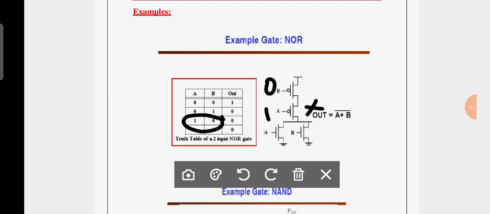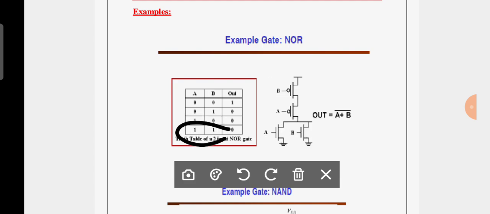This won't turn on, therefore the path is only up to here, it doesn't reach the output, and it stops here. Now you can observe that if A is 1, B is 0, this will be in off condition and this will be in on condition, therefore what is the output? 0 is the output. Is it clear?